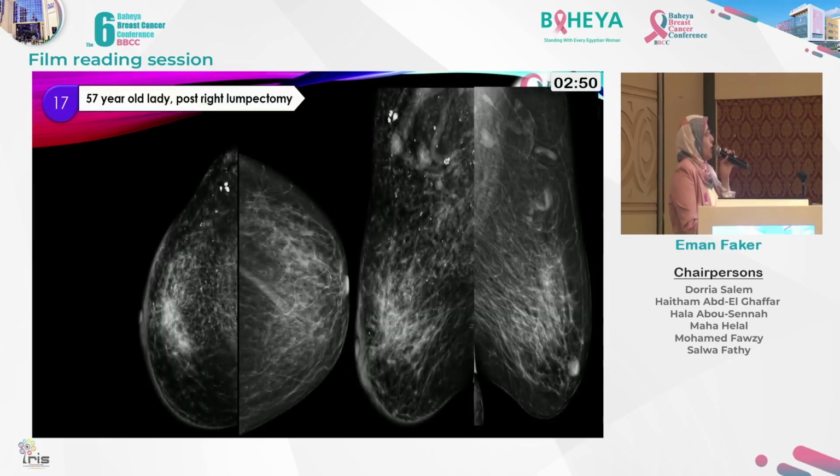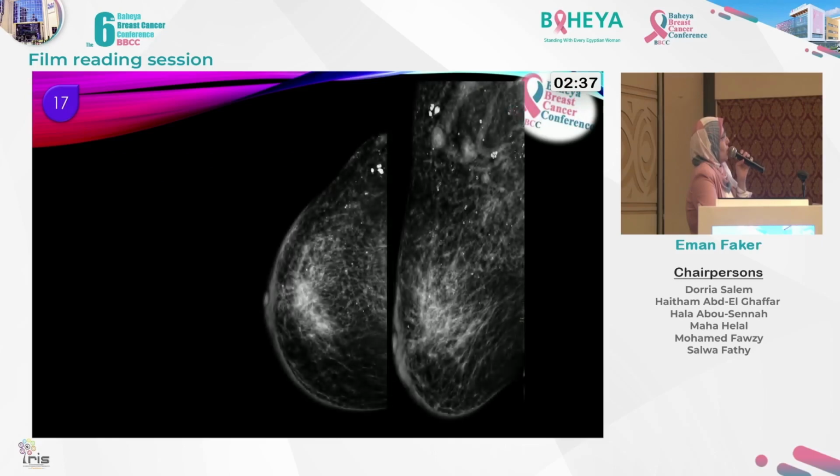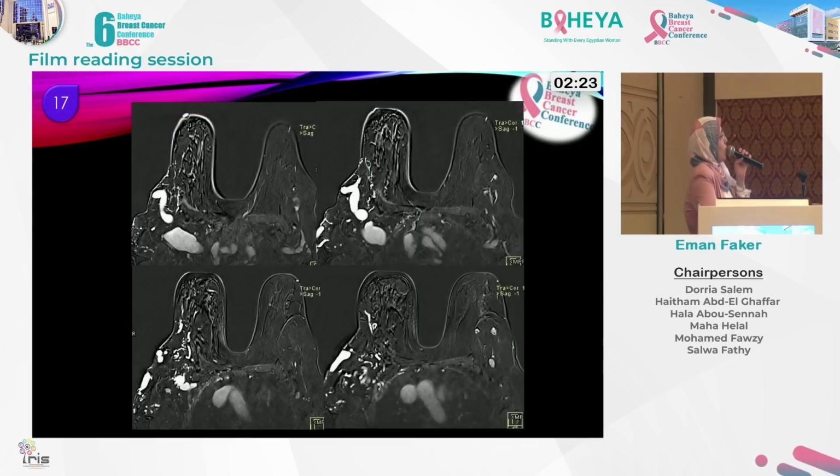This is another lady, 57-year-old, with right lumpectomy. We assigned it as post-operative changes with coarse micro and macro calcific foci. She also had this coarse microcalcification, and this dilated tubular structure in the axillary tail. There was this dilated channel and the skin thickening. We performed a limited MRI there also to confirm the findings. We found this engorged, dilated vessel, which turned out to be a vascular malformation.